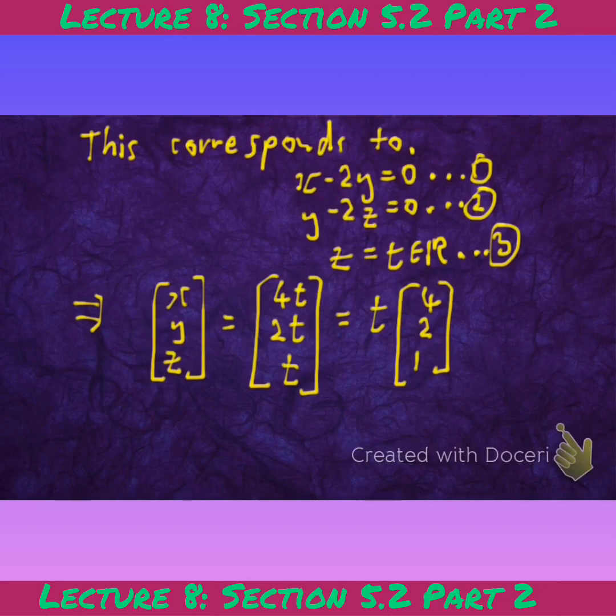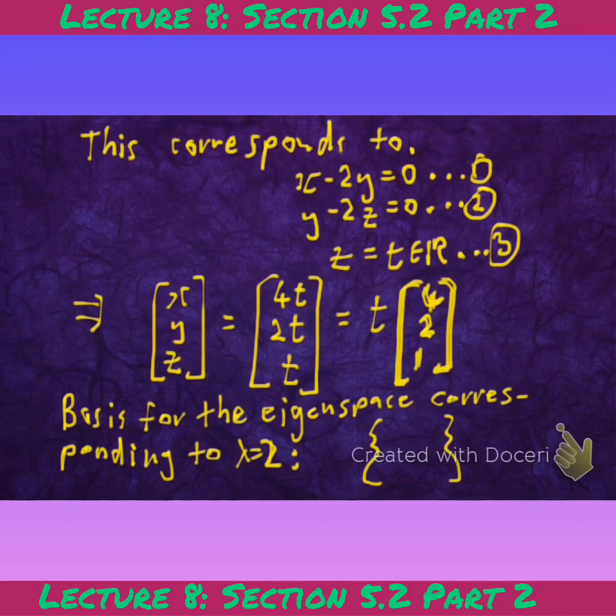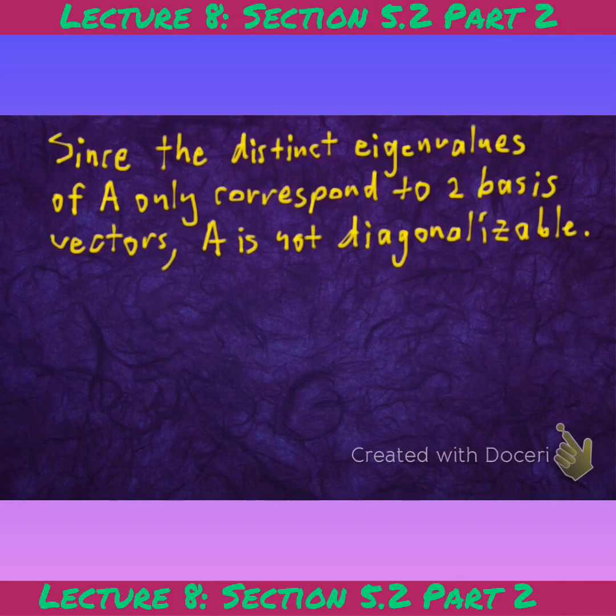And so again, the basis for the eigenspace corresponding to lambda equals 2 is, okay, we take that vector there, and that is our basis. So it's got one vector. Since the distinct eigenvalues of A only correspond to two basis vectors, A is not diagonalizable.